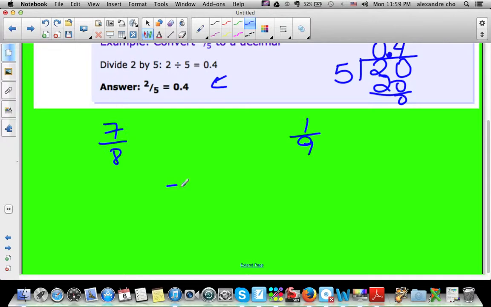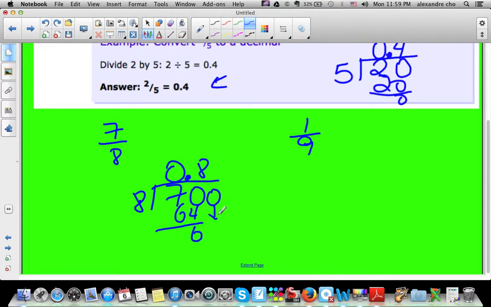So numerator goes inside, 7. 8 goes outside. And 8 does not go into 7, so I add a 0. Add a decimal. I'm allowed to add a 0 now. 8 goes into 70, 8 times. 8 times 8 is 64. And subtract that. I get a 6 left over. I'm going to add another 0. Bring that down. 8 goes into 60 7 times, which is 56.